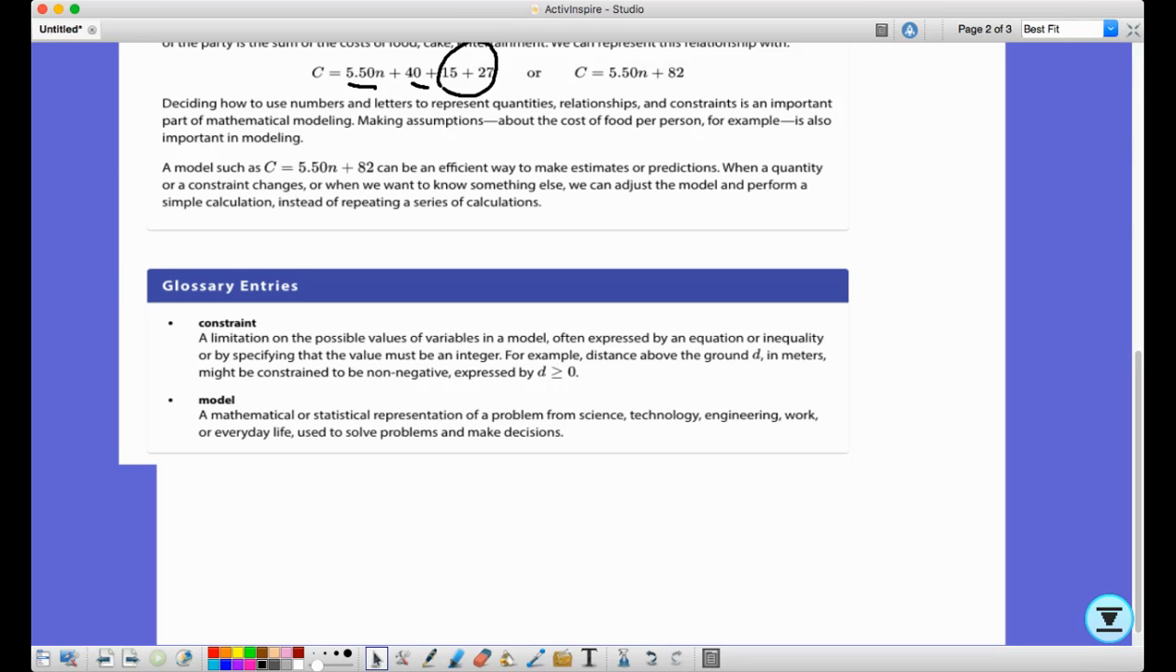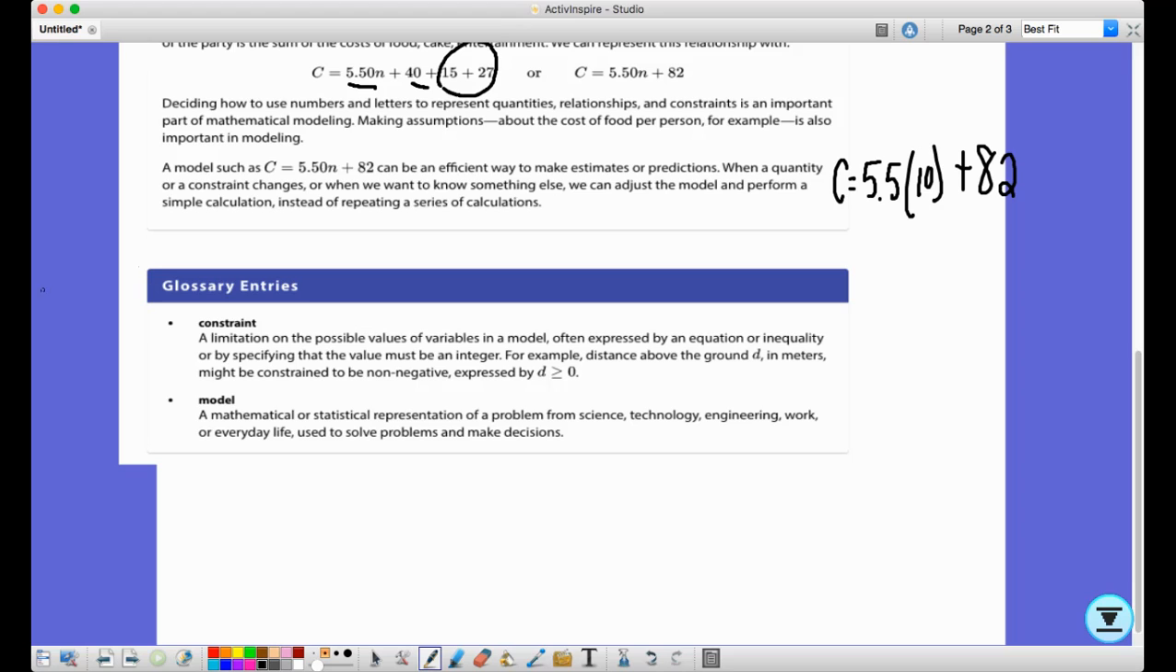So for example, if I wanted to calculate in this equation, if I invited 50 people to my party, even though it said I had to be less than 20, so let's say 10. So if I want to find the cost of 10 people coming to my party, I could plug 10 in for n, the number of people, and see how much it would cost.